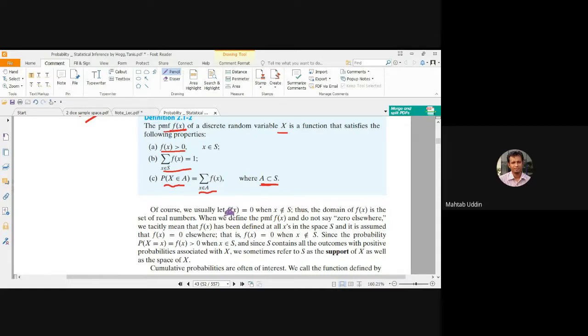And this is what I have said, if any element is not within the set, its probability is automatically what? 0.